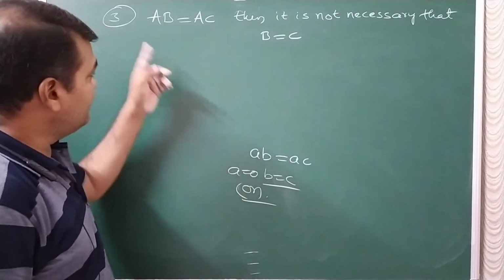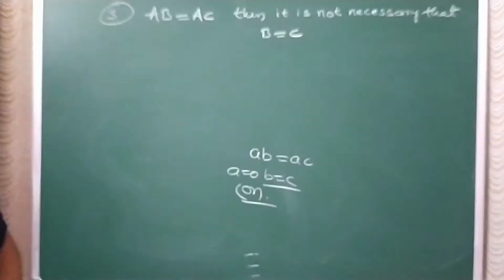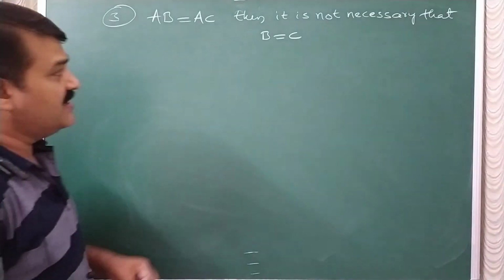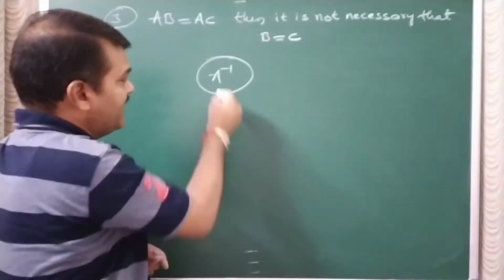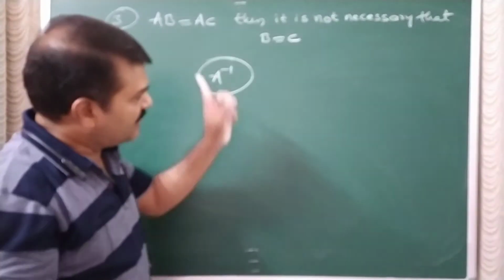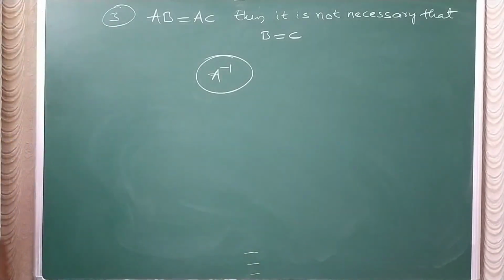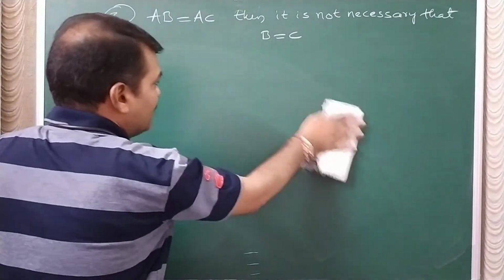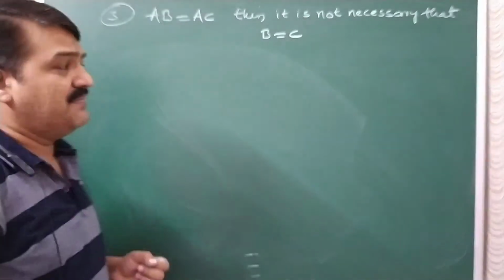But in matrices, even if AB is equal to AC, it is not necessary that you get B is equal to C. Generally, B is equal to C will be obtained when A inverse exists. But A inverse, we did not start the discussion of that. So we will confine to only discussion of this concept. Whether you can take or not, when you can take, we will discuss in the later stages of the chapter.